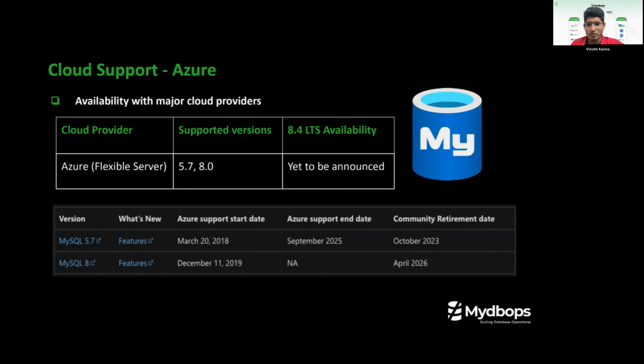I happen to have connected with the Azure team recently, and they are working on 8.4. That's what I heard from them. And this is the community retirement date and Azure support end date of the Azure flexible server. As you can see here, we have an extended support date for even 5.7, which is up to September 2025, which is a good thing.